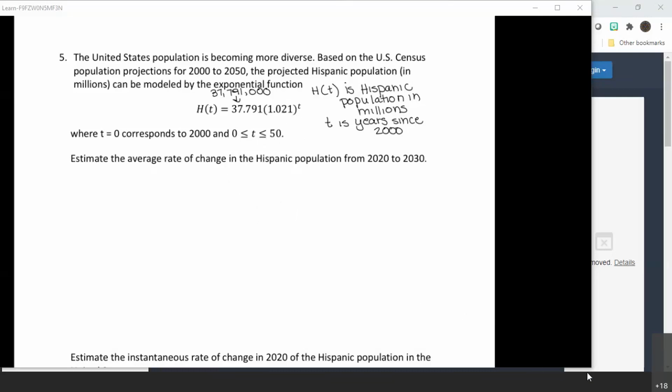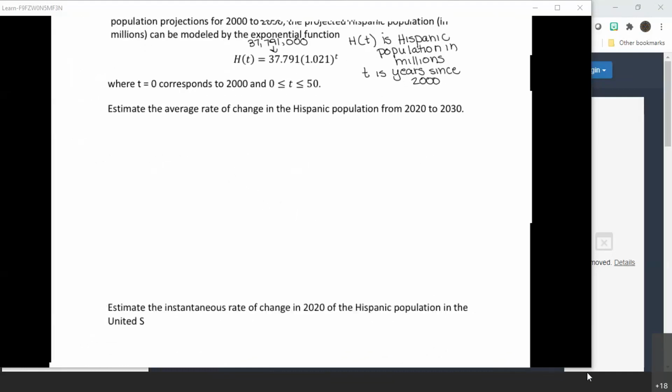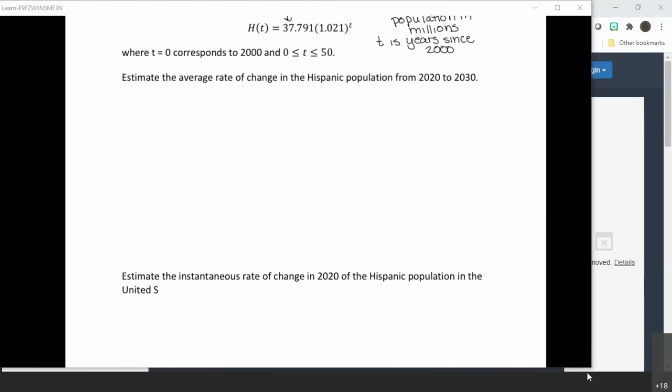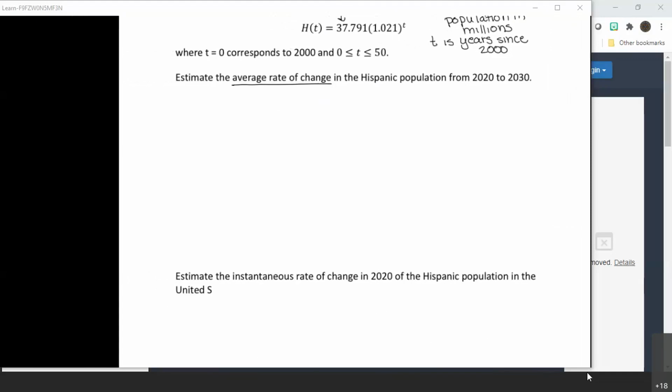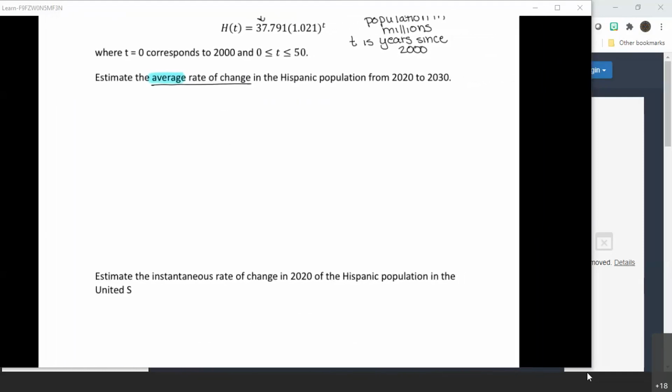So how could you figure out average rate of change? If you want to know the average rate of change, take a look at that word. I'm going to highlight average. What's average rate of change between two input values? How do I do that?